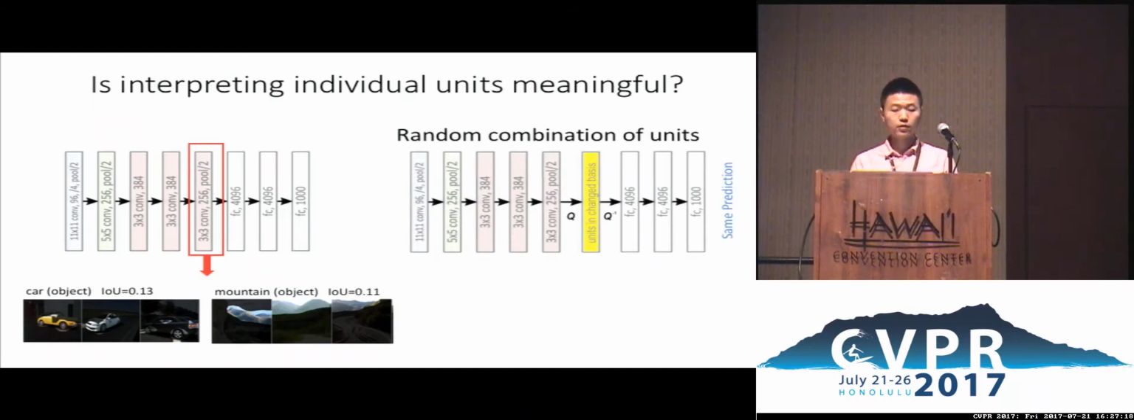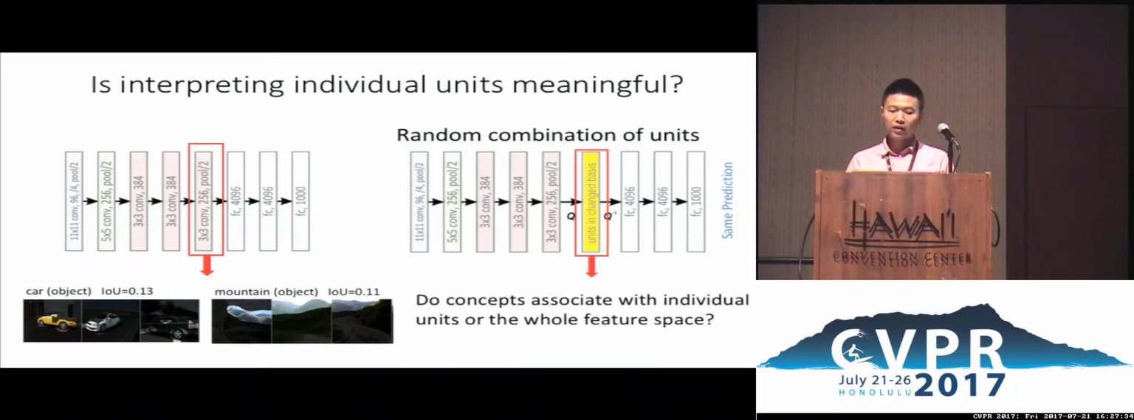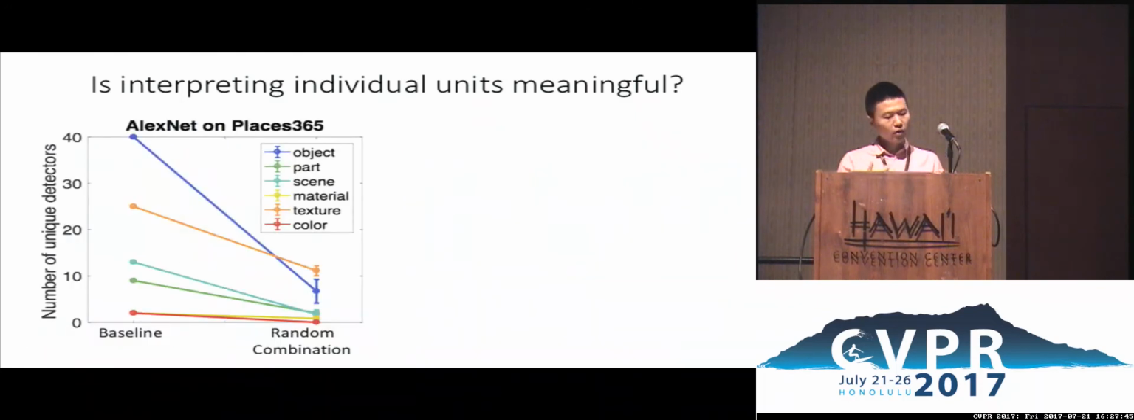Here we conduct an experiment where we generate a new layer. We generate this yellow layer by randomly combining those unit activations, so we get a new layer without any training. Then we apply network dissection to this yellow layer to analyze whether concepts are associated with individual units or the whole feature space. Because when you do random combination, it's the feature space that represents those concepts rather than individual units. Here we apply network dissection to the baseline model and also the random combination. You can see that after random combination, the interpretability of the network drops a lot. For the object detectors, it drops from 40s to 10 on the AlexNet trained on Places. So this experimental result shows that units are aligned with concepts rather than the feature space representing those semantic categories.